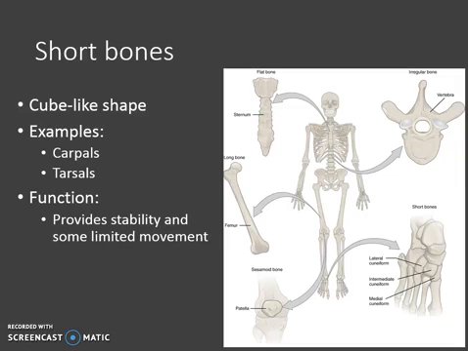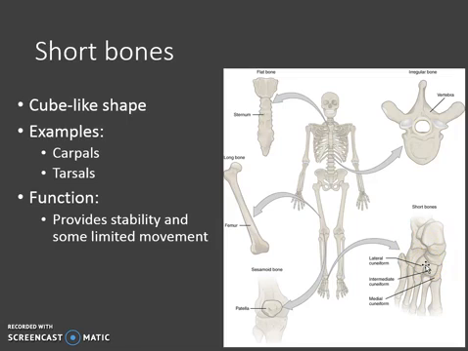Short bones are cube-shaped bones, and the best examples are the carpals and tarsals. So the carpals are the wrist bones, which are hard to see here. You actually have 8 bones that make up the wrist, and all of them are fairly small and cube-shaped. Also, the tarsals, which are the ankle bones, are examples of short bones.